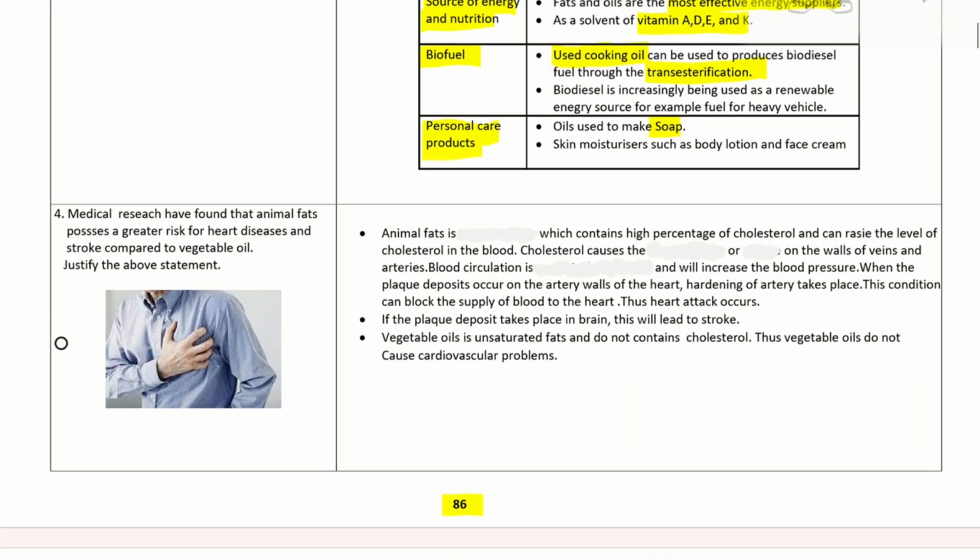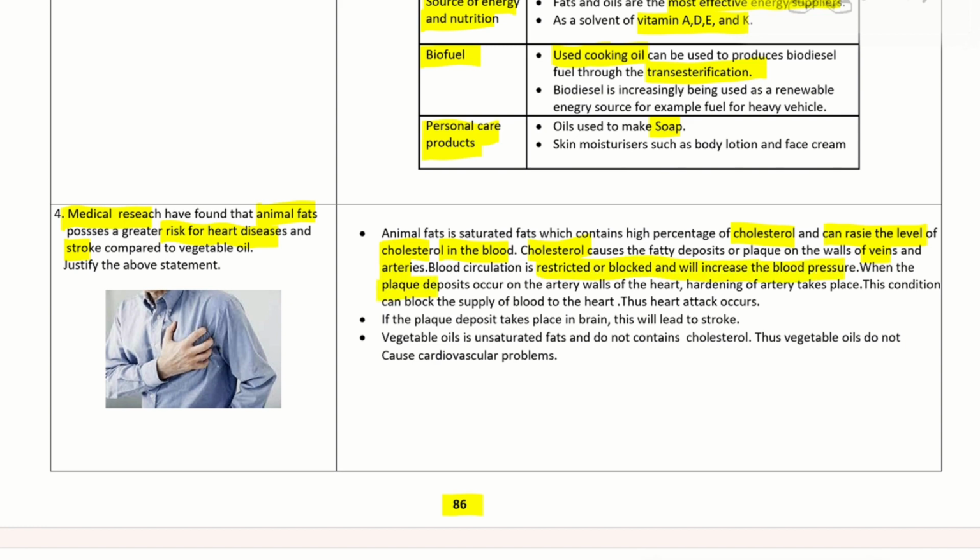All right, we move on to question number 4. Medical research found that animal fat poses a greater risk of heart disease and stroke compared to vegetable oil. Justify the above statement. Animal fat is saturated fat which contains a high percentage of cholesterol, and can raise the level of cholesterol in the blood. The blood cholesterol causes fatty deposit or plaque deposit on the wall of veins and also arteries. This restricts the blood flow, or causes blockage, which will increase the blood pressure.